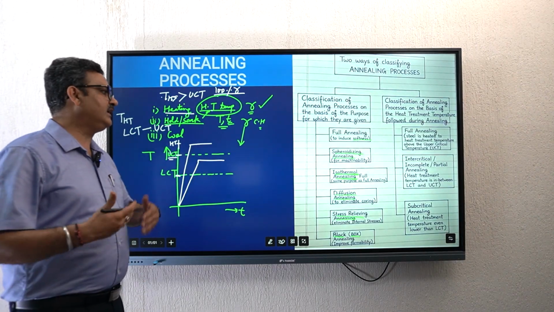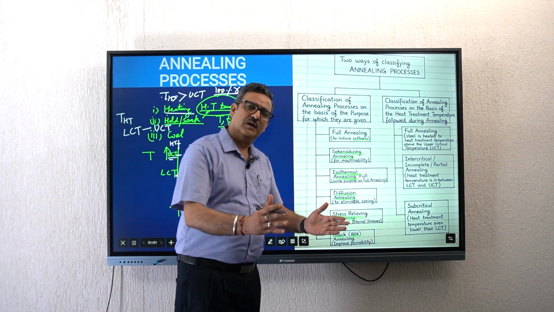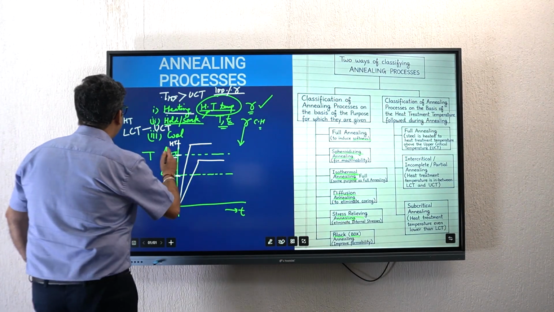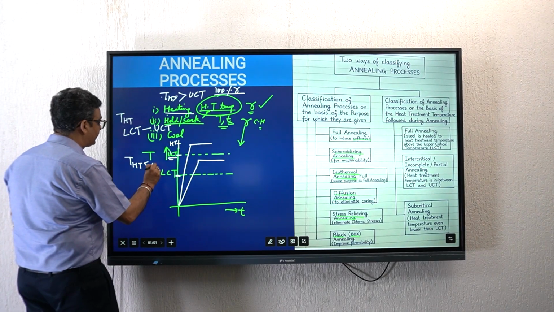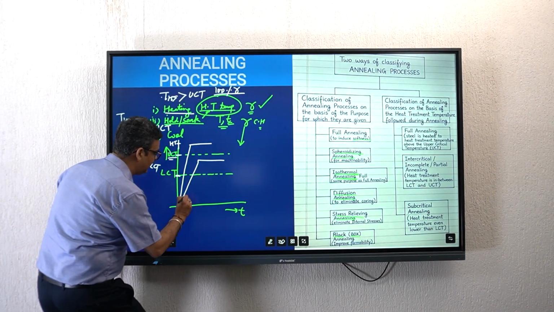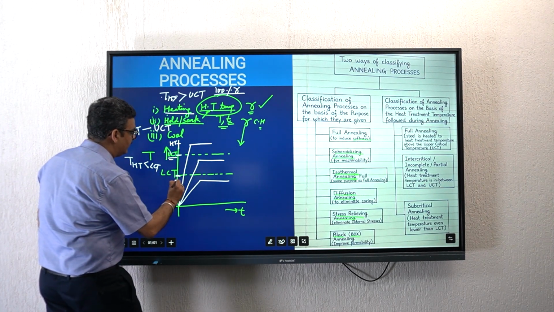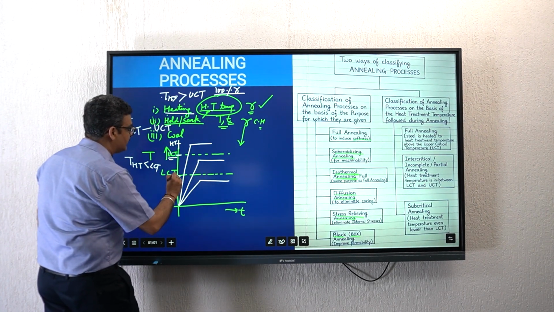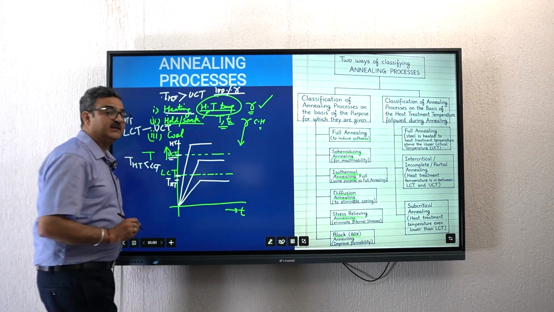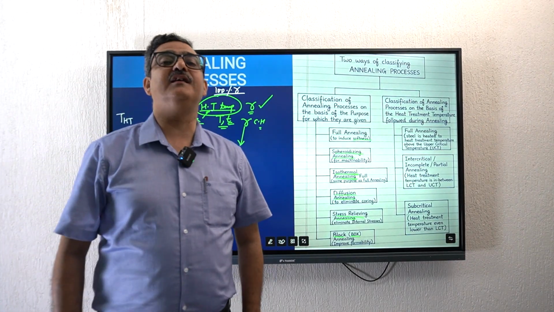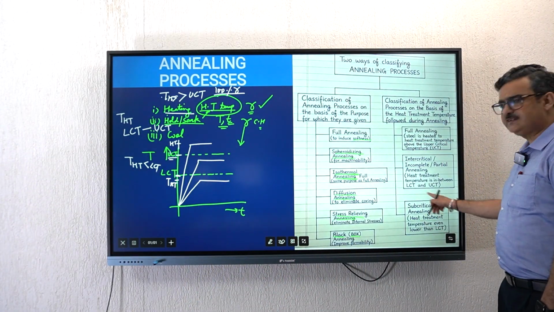And then if you are giving any of these annealing treatments to a steel component, and the heat treatment temperature that you choose is even lower than the lower critical temperature of the steel, means during that annealing treatment the heat treatment temperature is not even up to the lower critical temperature, but lower than it, you are giving subcritical annealing to your steel. And this is the third category.